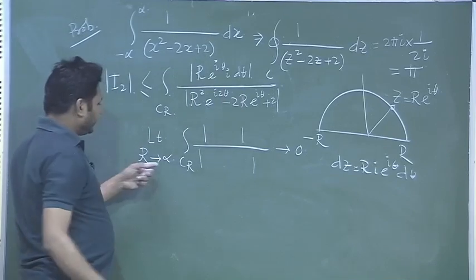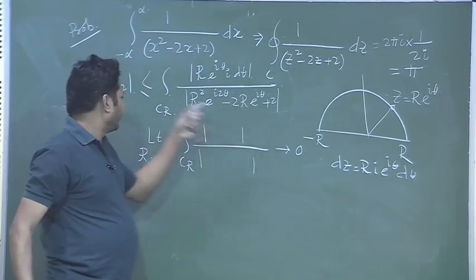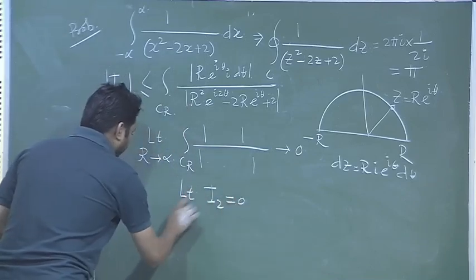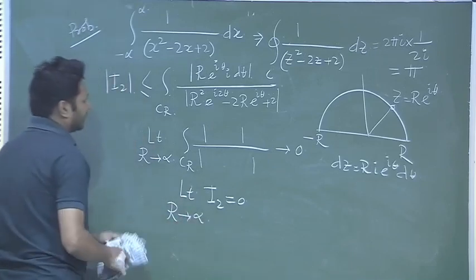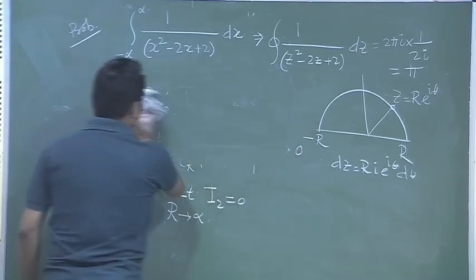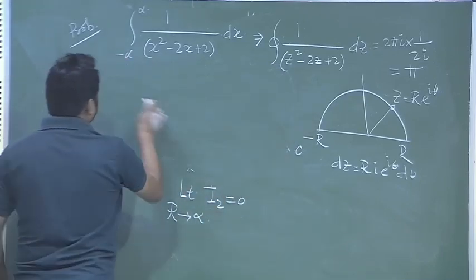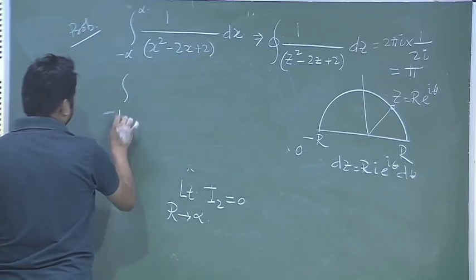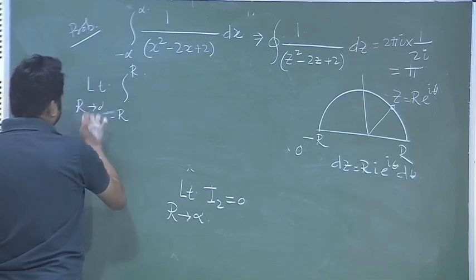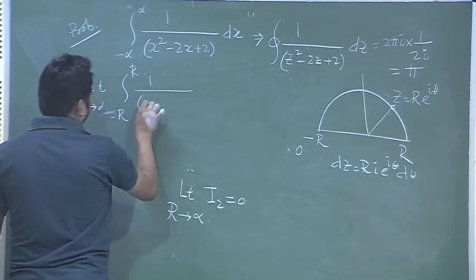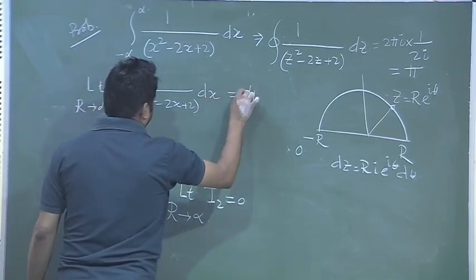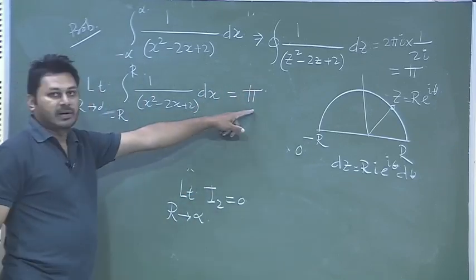Okay. So, now as r tends to infinity, if this quantity goes to 0, then that means I2 is 0 also. I2 will be 0 with the condition limit r tends to infinity, that is my outcome. So, once I have this, this integration from minus r to r, limit r tends to infinity, becomes pi. So, now this is converging because the right hand side is pi.